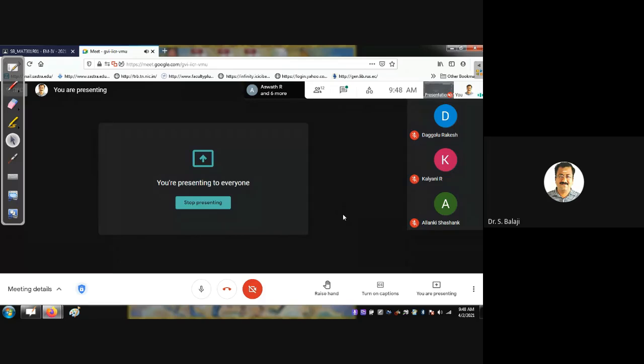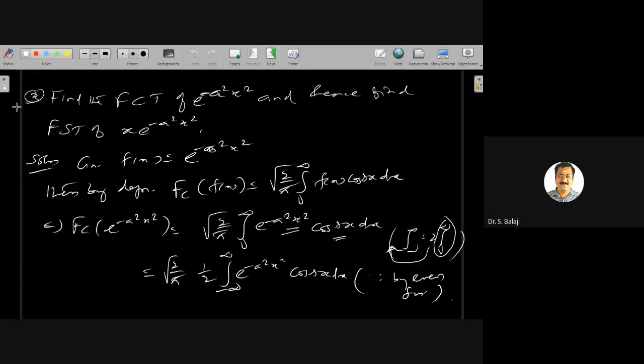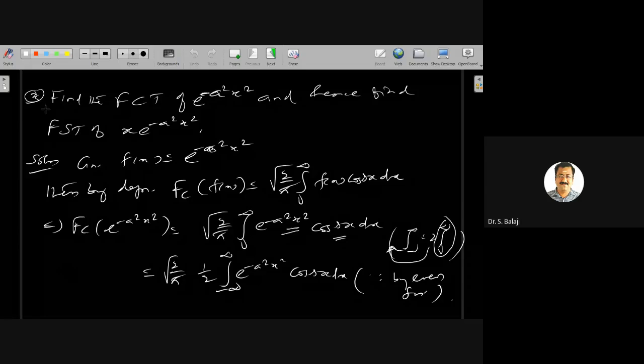Engineering Mathematics 4. In the last classes we have seen some definitions and ideas in Fourier cosine transform and Fourier sine transform, their properties, as well as some problems. Today we will continue with some more additional problems in the Fourier sine and cosine transform based on the definitions. Yesterday we completed two problems, and today we'll take a third problem.